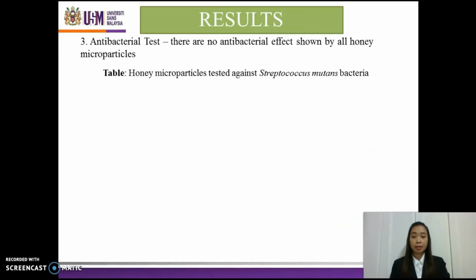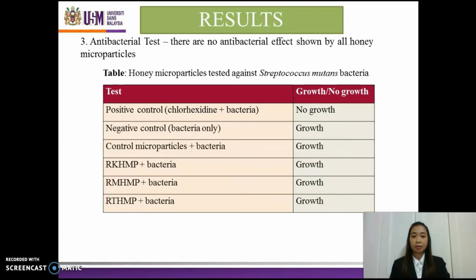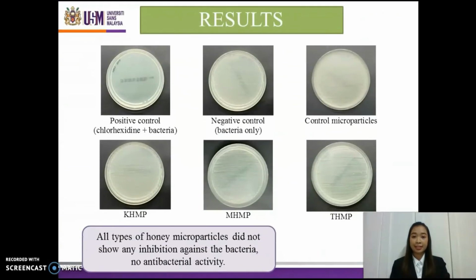Result for antibacterial test. There are no antibacterial effects shown by all honey microparticles. Here is the result of the plate. The first one, positive control, no bacterial growth. Negative control, yes, bacterial growth. But control microparticle, kelulut honey microparticle, manuka honey microparticle, and tualang honey microparticle also show bacterial growth, which means all these samples did not inhibit the bacterial growth and have no antibacterial effects.